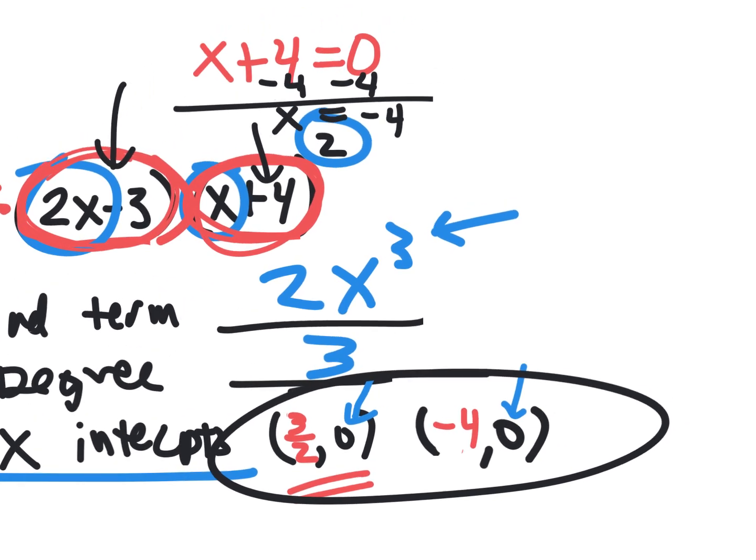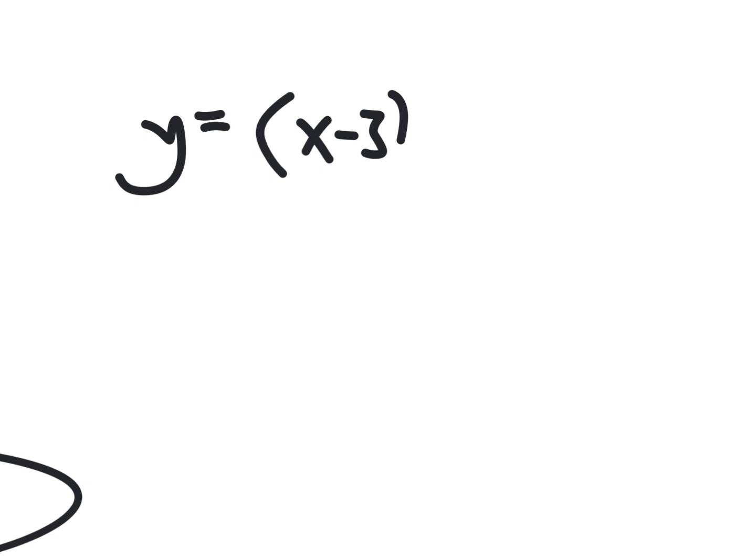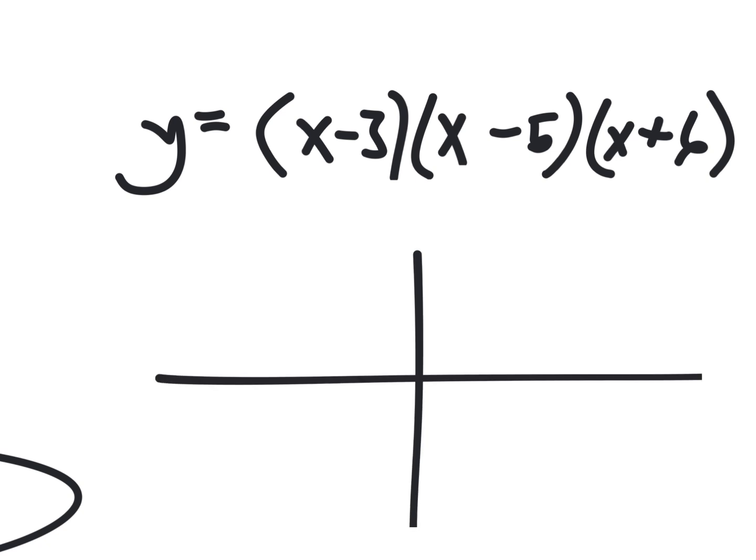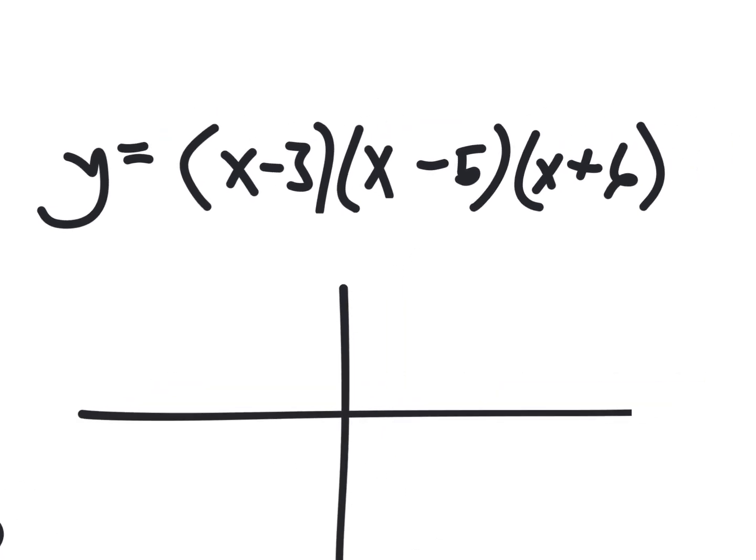All right, pause for a second. We're going to the medium kind of problem. Like this is kind of medium hard. Graph this, relatively easy: x minus 3, x minus 5, and x plus 6. You should be able to graph that. And finding that lead term is really, really key. So find the lead term first, and then you should graph it.